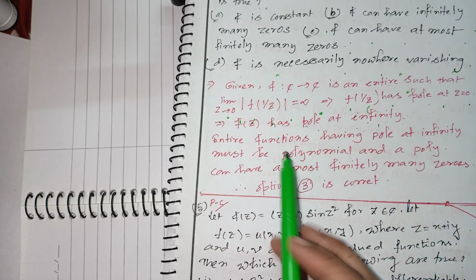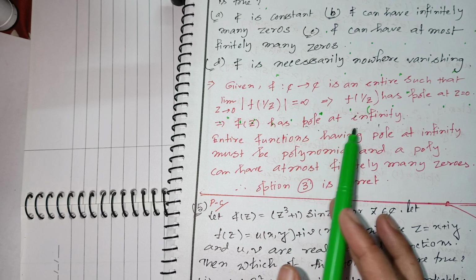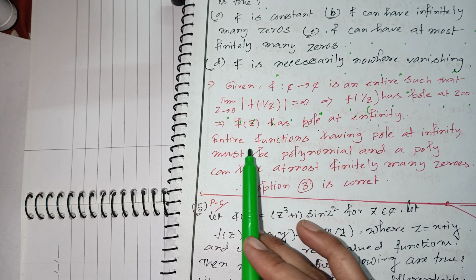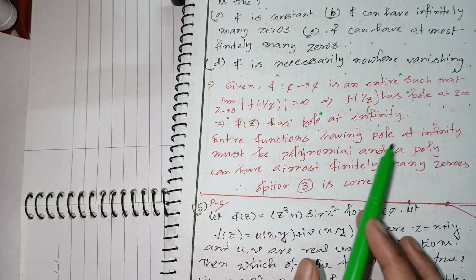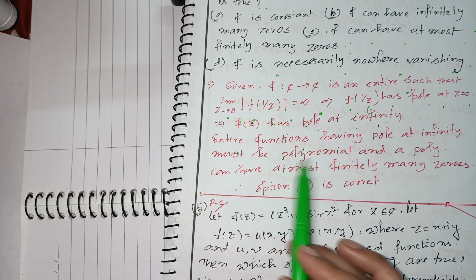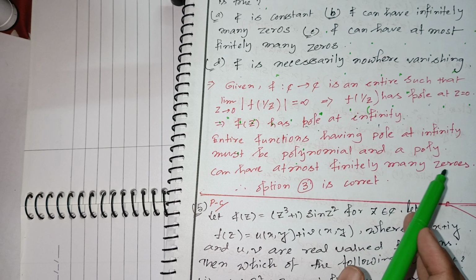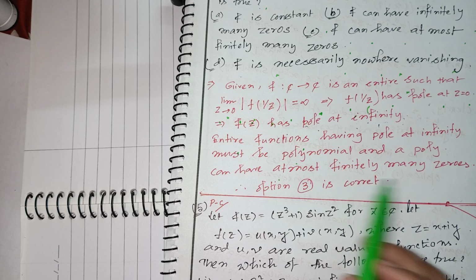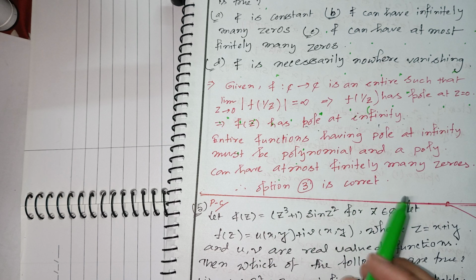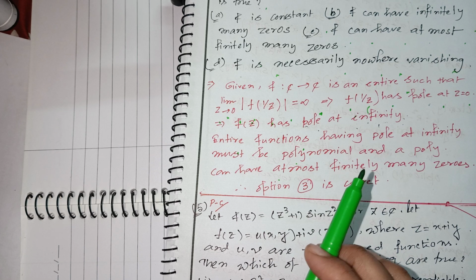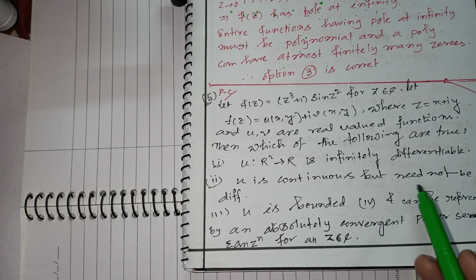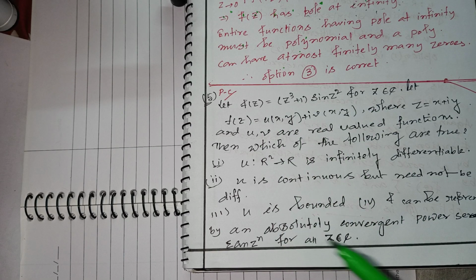That implies f of z has a pole at infinity. An entire function having a pole at infinity must be a polynomial, and a polynomial can have at most finitely many zeros. So option 3 is correct. I hope it is clear. Now we discuss part 3 questions. Here more than one option is correct. Okay.